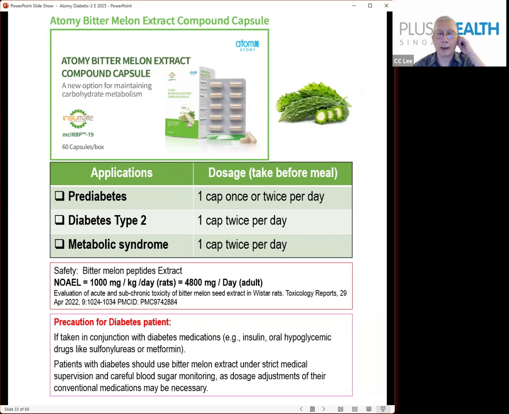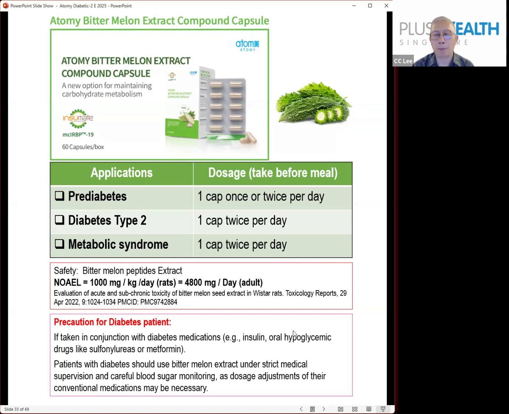As we say, it's for diabetic patients. Obviously, it works for people who are pre-diabetic itself. For pre-diabetic, you can take 1 cap once or twice per day. But for diabetic type 2, you can take 1 cap twice per day according to the instruction. And metabolic syndrome is basically diabetic plus hypertension, or you have other conditions, right? You also can take the same 1 capsule twice per day. Now, you can take up to 4 capsules per day based on the clinical study itself. So this is still a safe limit for you to take.